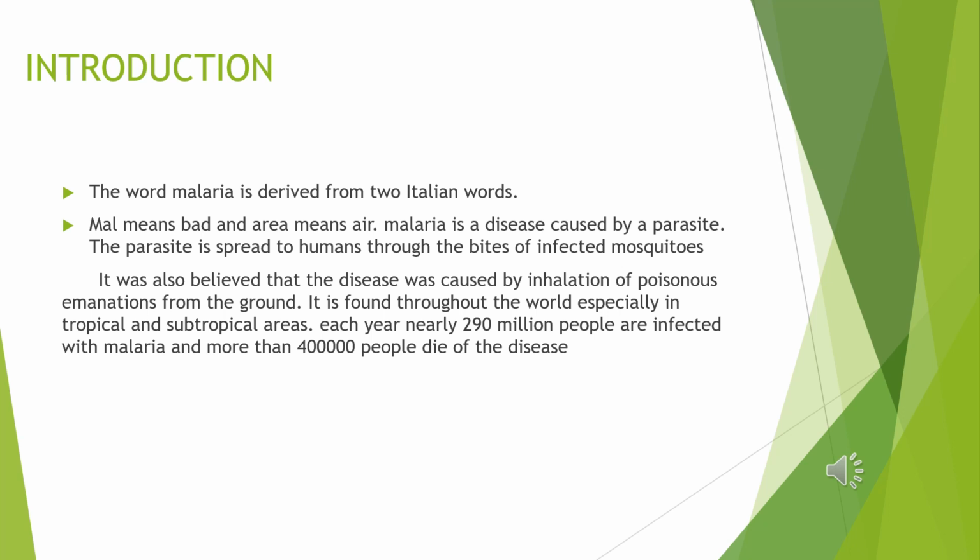The word malaria is derived from two Italian words. Mal means bad and area means air. Malaria is a disease caused by a parasite. The parasite is spread to humans through the bites of infected mosquitoes. It was also believed that the disease was caused by inhalation of poisonous emanations from the ground.